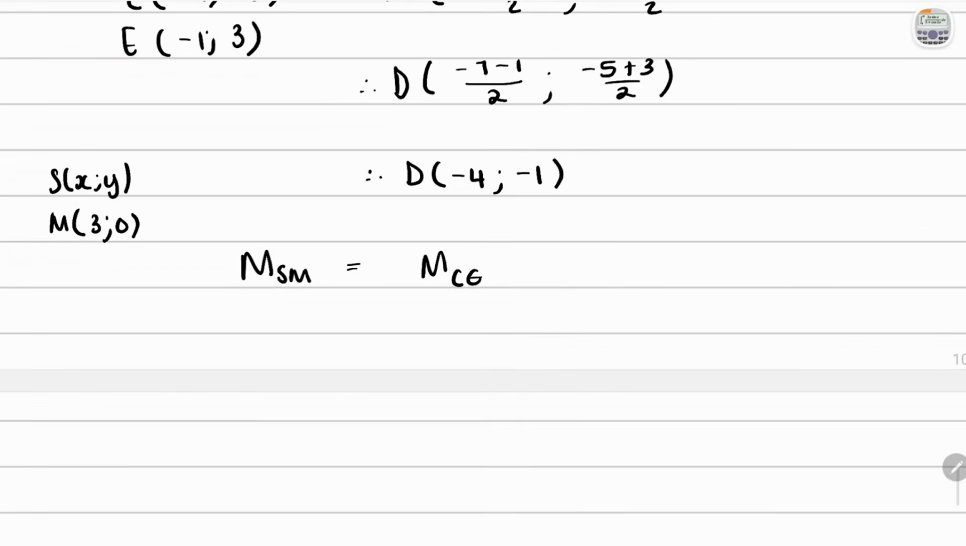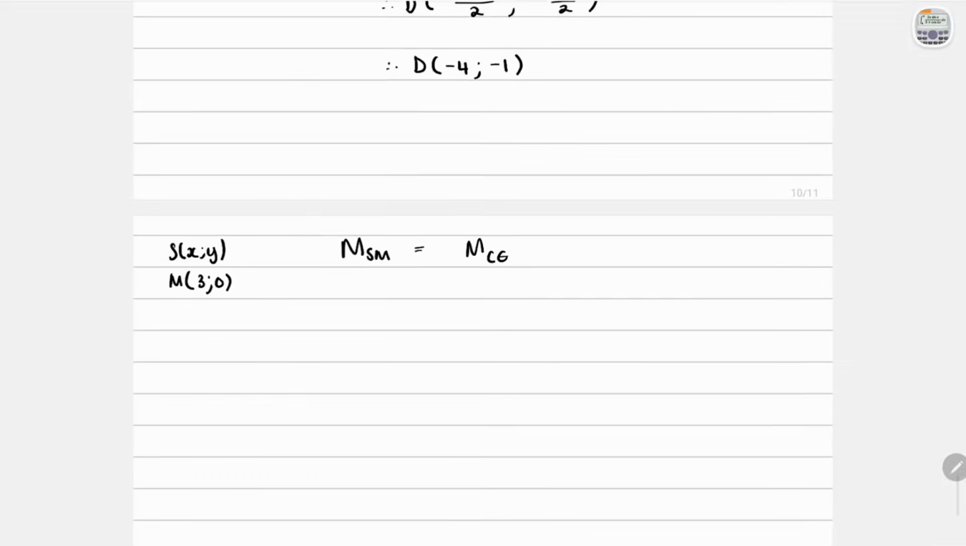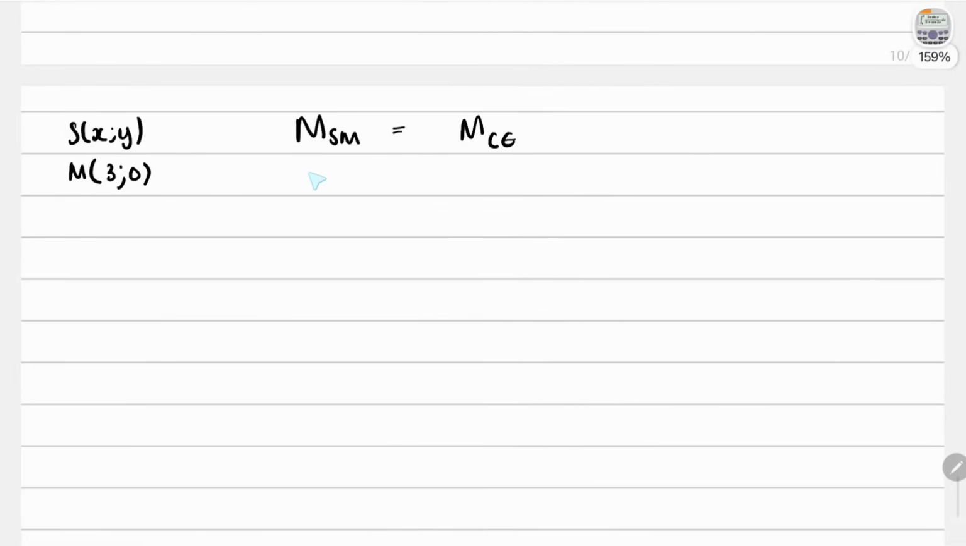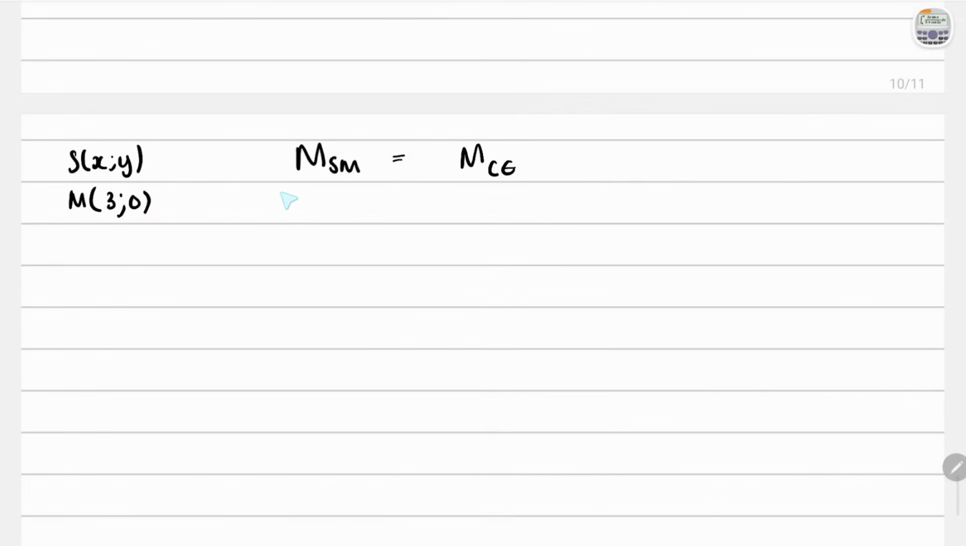Okay, so let's just put that down and find this. We might as well just do this on a new line. So we are saying here it's going to be x1 plus x2. x1 is x, and then plus x2, which is 3 over 2, and then y1 and y2, which is going to be y plus 0 over 2.